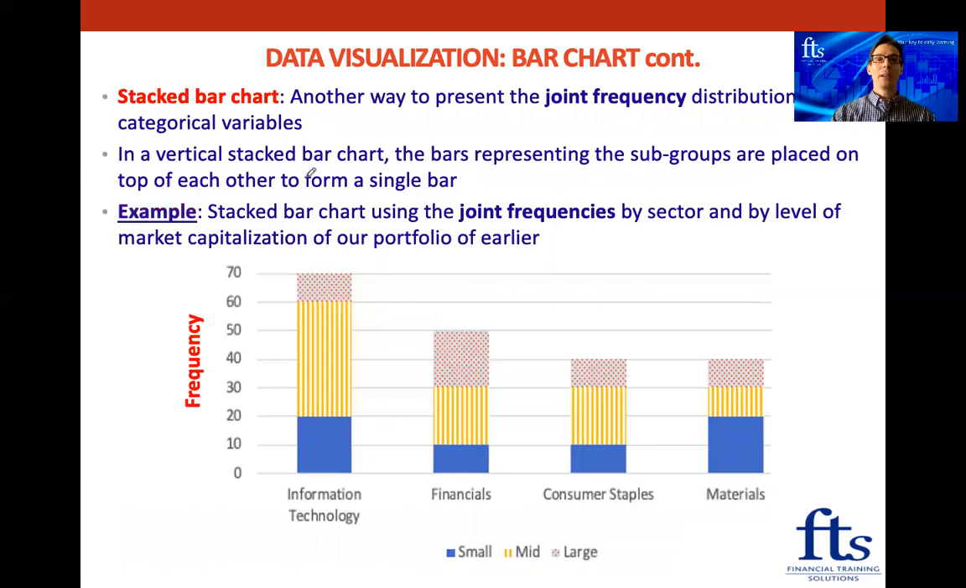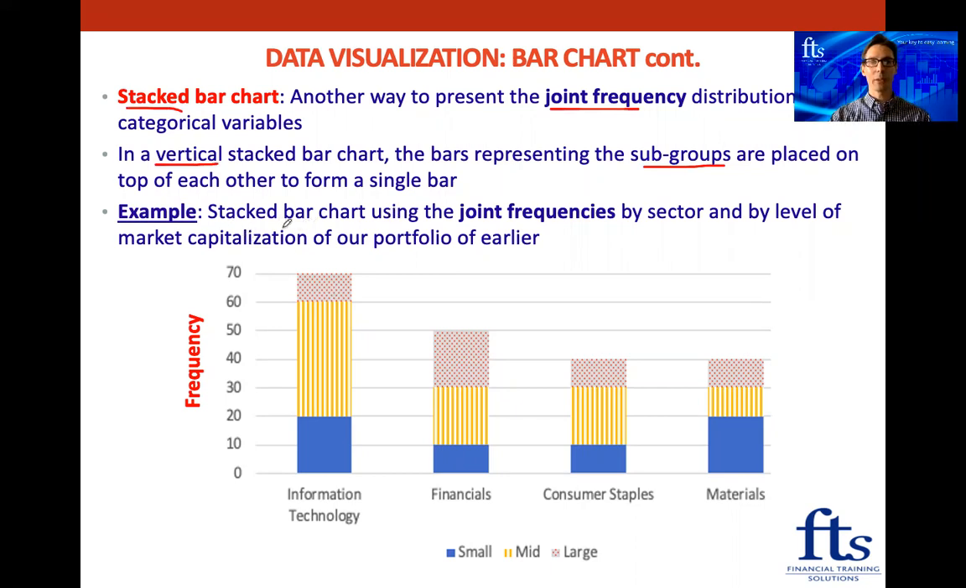Right, so now we're going on to a stacked bar chart, and this is another way to present the joint frequency distribution of 2 categorical variables. So now here comes our example as promised. We promised we would do a vertical stacked bar chart, and here's an example of that. The bars representing the subgroups are now placed on top of each other to form a single bar.